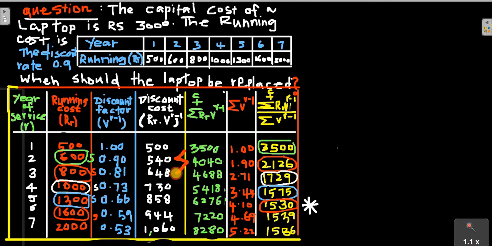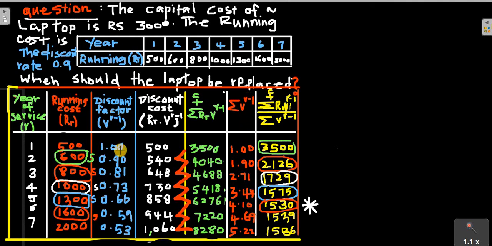Then you add this and this right here, and again this and this right here, and so on. This is the way we can calculate C plus the summation of R into V power R minus 1. Okay. Now coming to this particular column, this is nothing but the accumulation of the discount factor. That's all.